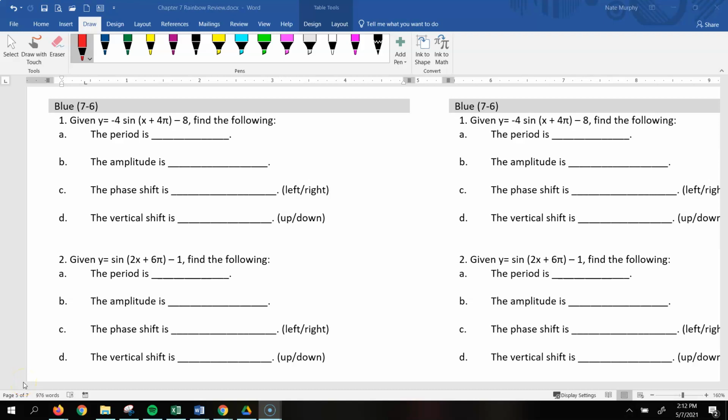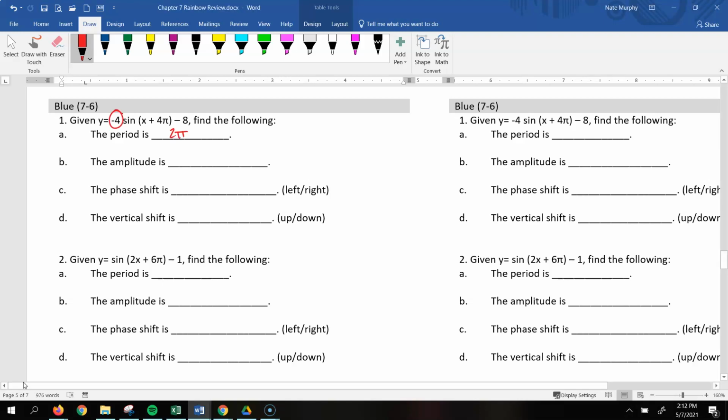All right, in this section, we're going to look at the blue part of your rainbow review. For this first one, it asks for the period of that function. Remember, we get that from looking to see what's being multiplied or divided by the x. There's nothing multiplied or divided here, so that means it's not being stretched at all. So the period doesn't change, it's just 2 pi.